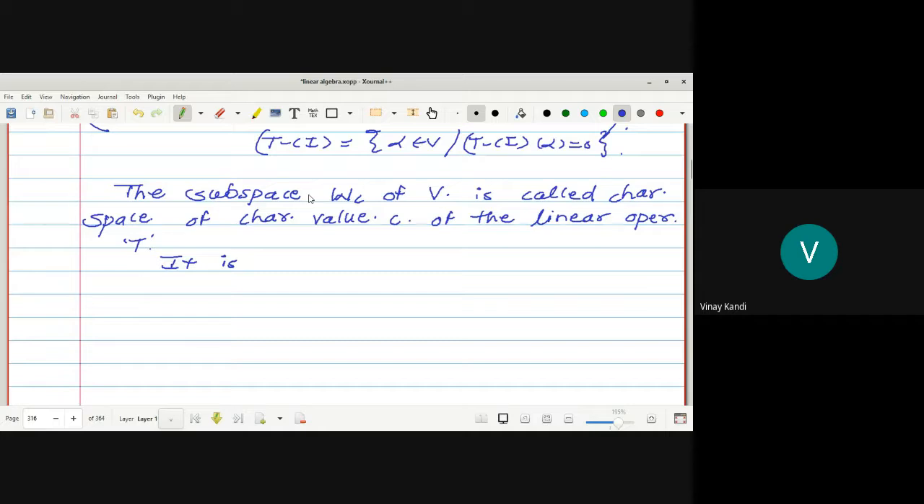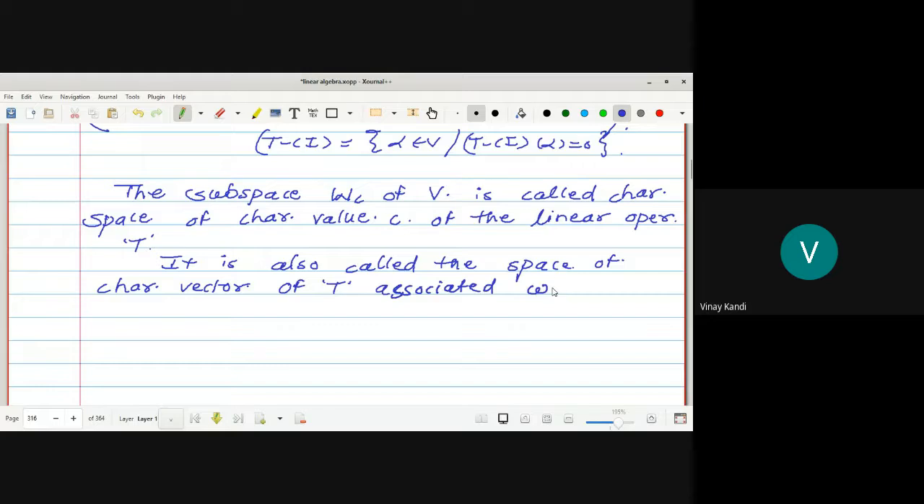It is also called the space of characteristic vector. Okay, why? Because that subspace contains all the characteristic vectors corresponding to the characteristic value C. Okay, that's why it is also called the space of characteristic vector of T corresponds to or associated with characteristic value of C. Okay, any doubt up to here? Okay, now one remark is there.